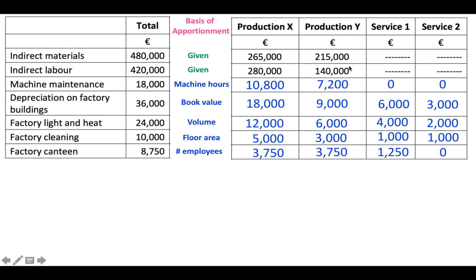So that should be written into your copy. There's no need for you to draw tables or anything like that, just as long as it's very obvious where each figure is going. What we do is we're going to total all of those up. So production X cost there 594,550, production Y 383,950, service department 1 12,250 and service department 2 6,000.